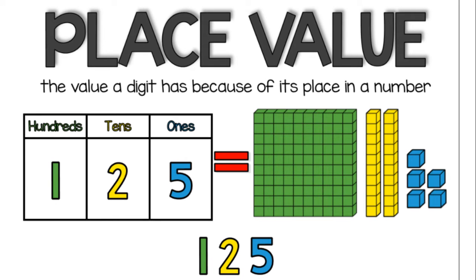Place value is the value a digit has because of its place in a number. So looking at the number below, 125, the 1 is the hundreds, which tells me I have 100. The 2 is in the tens place value, and that tells me I have 2 tens or 20. And then the 5 is in the ones place value, which tells me that that's what I have left over. So it's just 5.